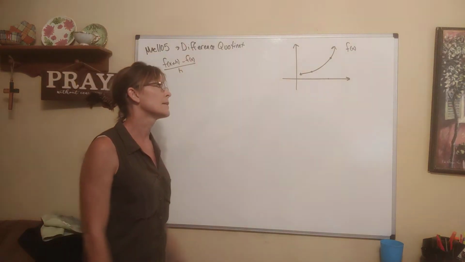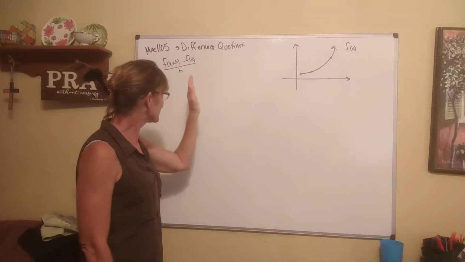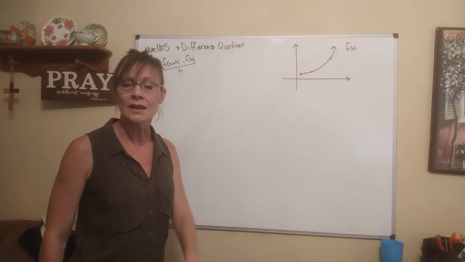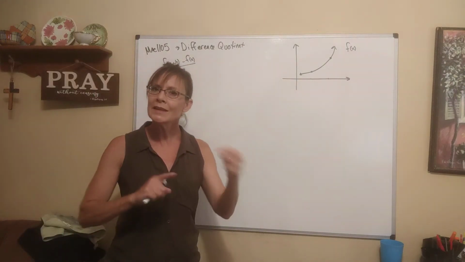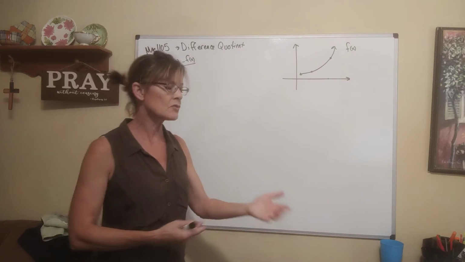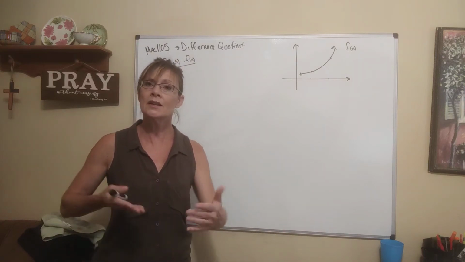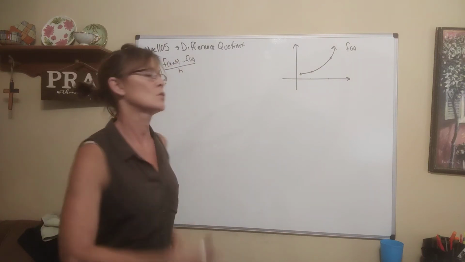What in the world is this thing? It is basically the slope of a secant line. A secant line is a line that passes through any 2 points on a function. There's this picture on your worksheet that you have. I'm about to recreate it and kind of explain what the difference quotient is.